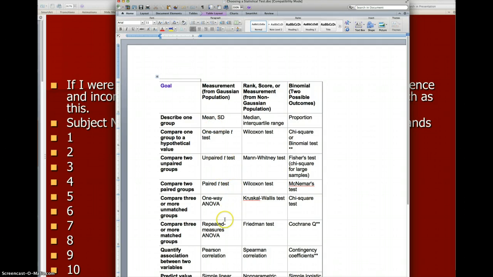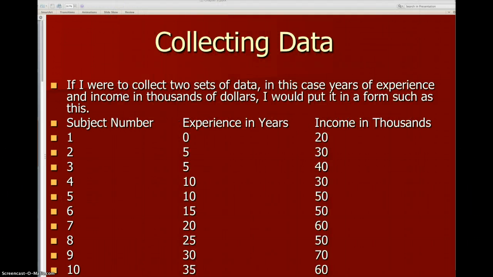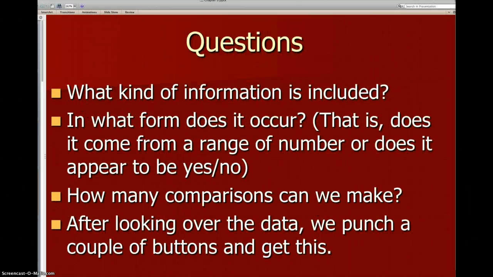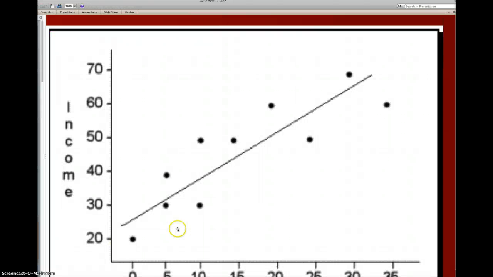And although this is a small sample, for all practical purposes, we could say that we need to do a Pearson correlation because I'm trying to quantify the association between two variables. So this data gets put in, and we punch a couple of buttons in a software program called SPSS, and we get something that looks like this. Now, hopefully you'll remember seeing something like this from high school algebra, that this is a scattergram.